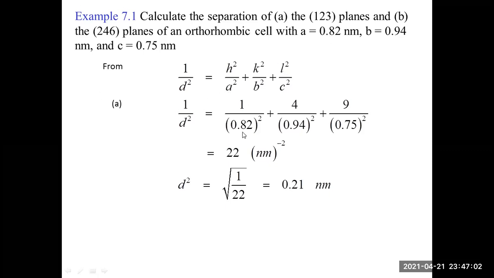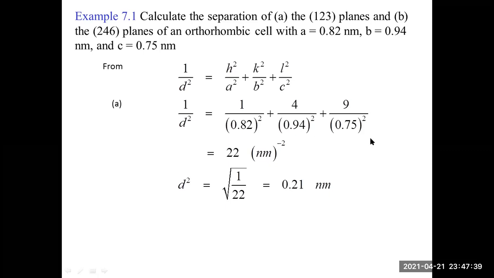You can just see that the value of A is 0.82 whole square, the value of B is 0.94 whole square, plus the value of C is C. We are talking about the 1, 2, 3 plane. This is H, this is K, and this is L. So H is 1, K is 2, and L is 3. So H square is 1 square, K square is 2 square, so we have written 4 here. And 3 square is 9, so the value of L square is 9.